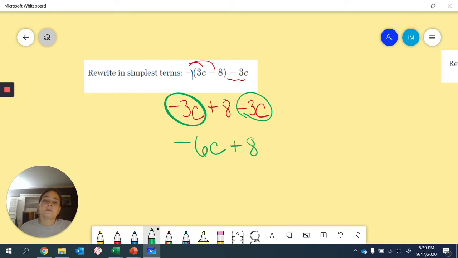Now notice when I circled the second negative 3c, I included that minus sign. Whatever symbol is in front of it, it's attached. So that symbol, that's actually a negative 3. And there's your final answer.